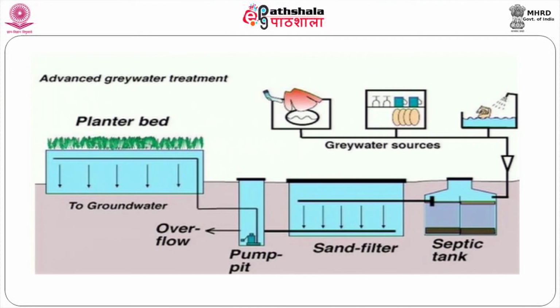A 2-stage or single stage reactor: one is a coarse sand filter followed by a fine sand filter. So, ultimately, if you want to polish the quality, then it can be reused for gardening purpose or other irrigation purpose.